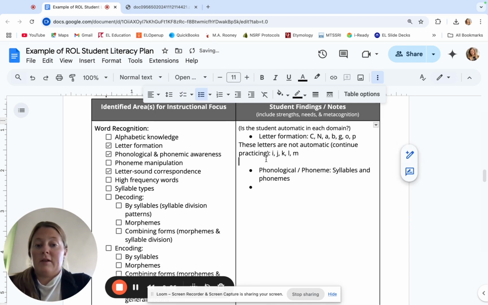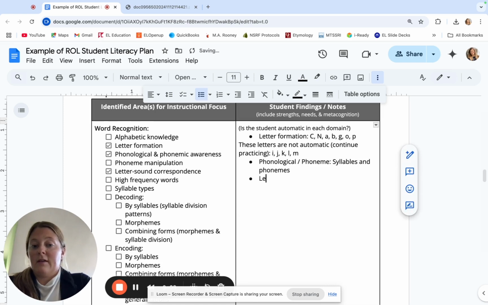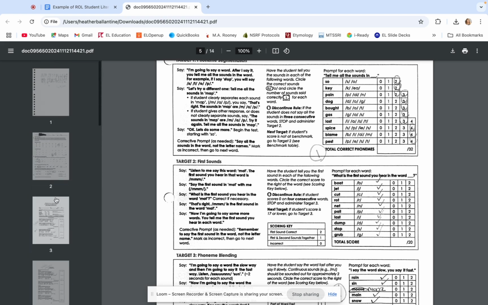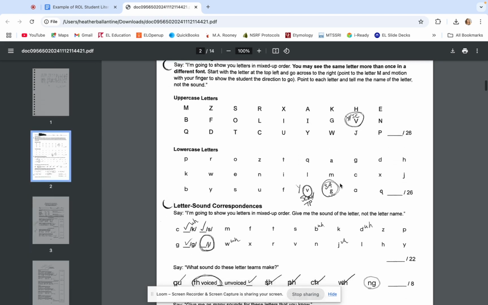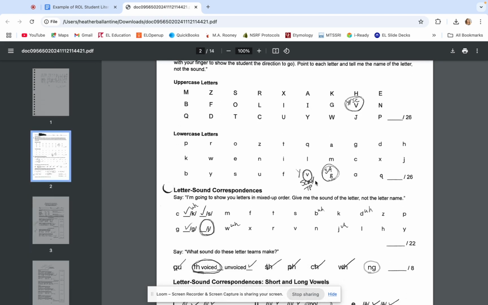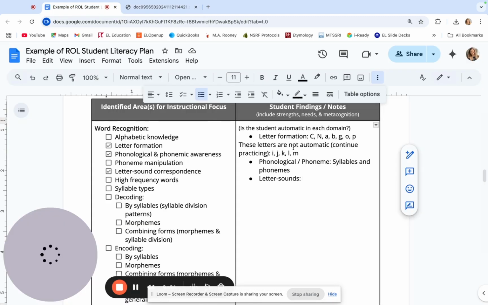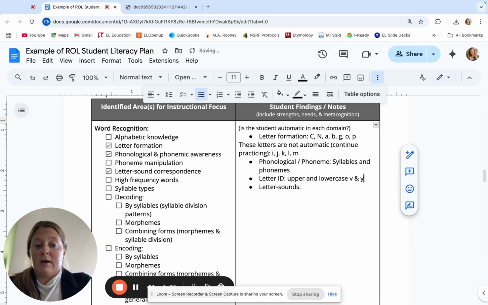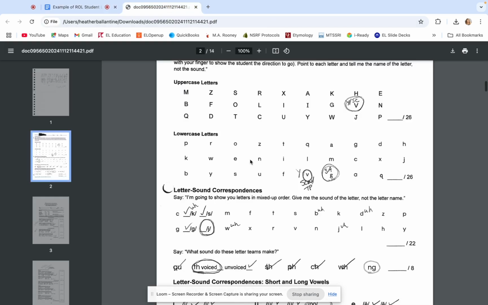Okay, so the next one now is letter sounds. Okay, what does he need? That's this assessment here. Oh, he's still learning to identify uppercase and lowercase v and y. So I'm going to add that letter identification, upper and lowercase v, and y.